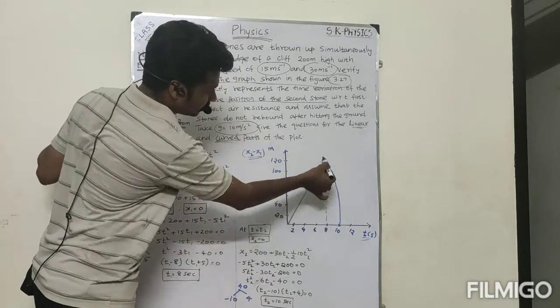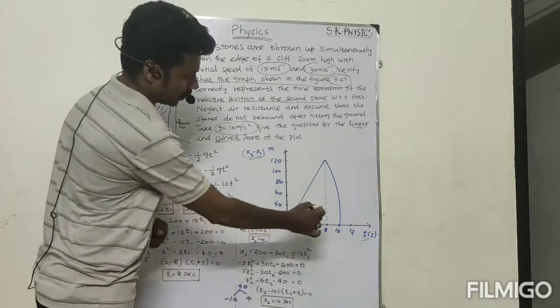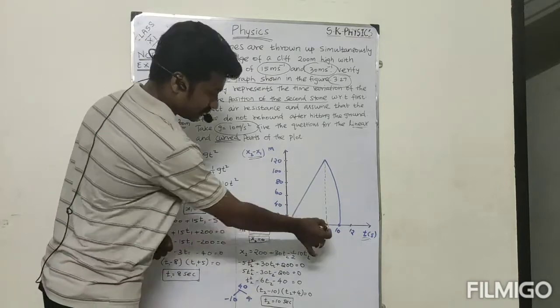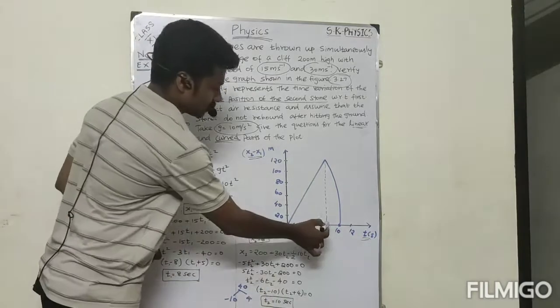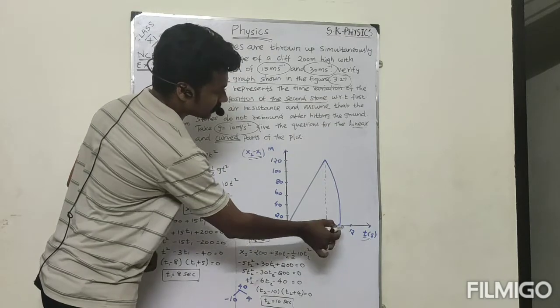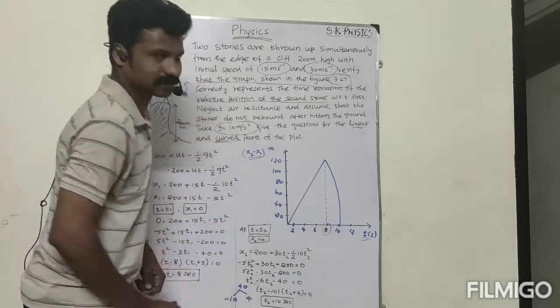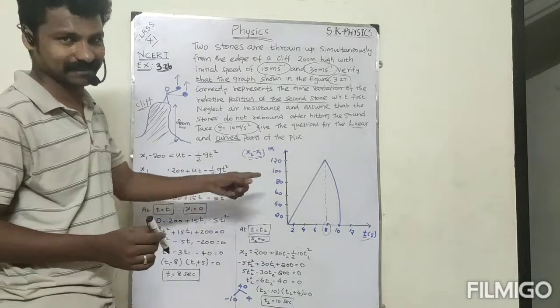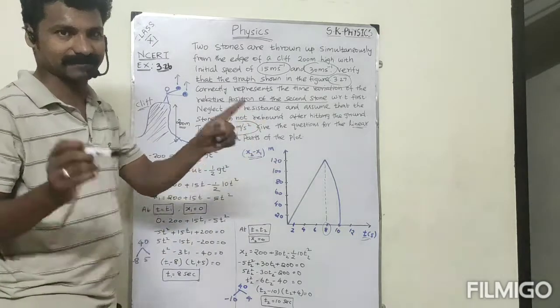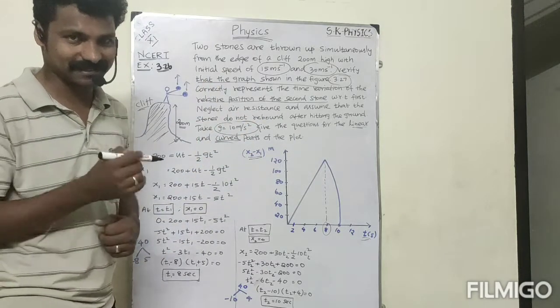Up to 10 seconds it is a straight line. Up to 8 seconds is a straight line. Okay, after the 8 seconds it becomes parabolic. How? So we are going to explain the graph. That is the question. Understand?